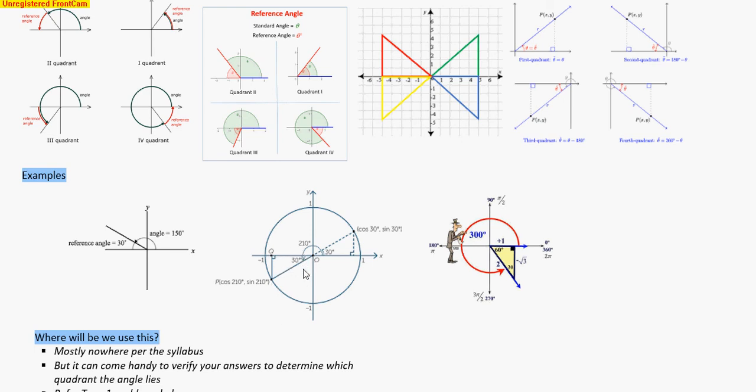So I know angle 30 is the reference of the bigger angle, the standard angle 210. And if I know the value of angle 30, I can get to know the value of the angle 210, and then I can apply the CAST logic to apply the sign, the positive or negative sign. So that's the whole logic of reference angle and reference triangle.